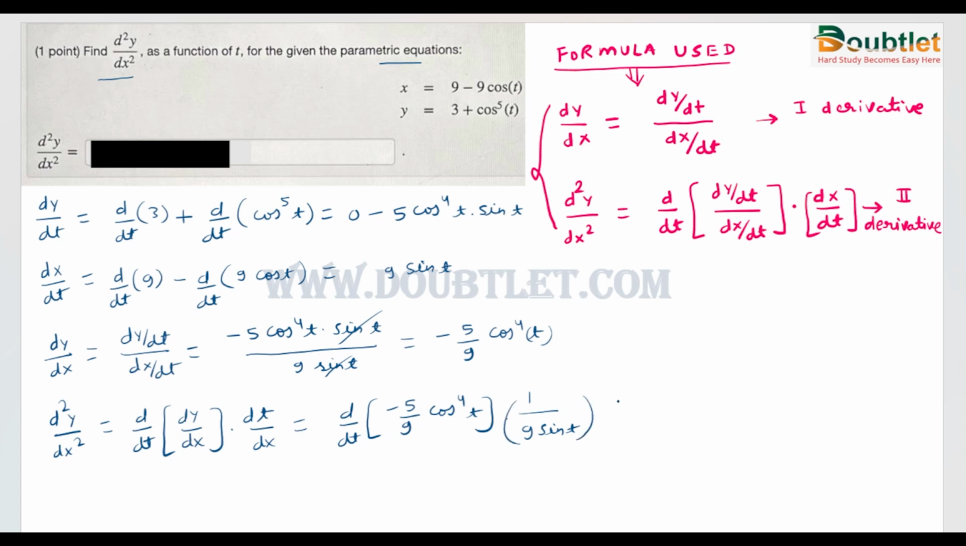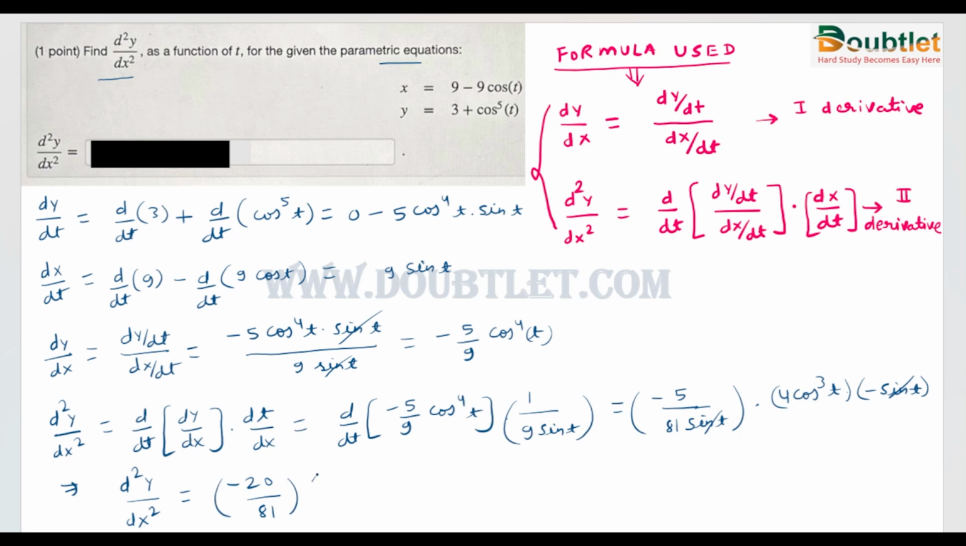To solve this, minus 5 by 9 can be taken out, and 1 by 9 is also a constant, so we can write this as minus 5 by 81 sin t, multiplied by the derivative of cos to the power 4t, which will become 4 cos cube t multiplied by minus sin t. So this minus and minus will become plus, and sin t will be cancelled out. So basically we can write d square y by dx square as minus 20 divided by 81 multiplied by cos cube t.